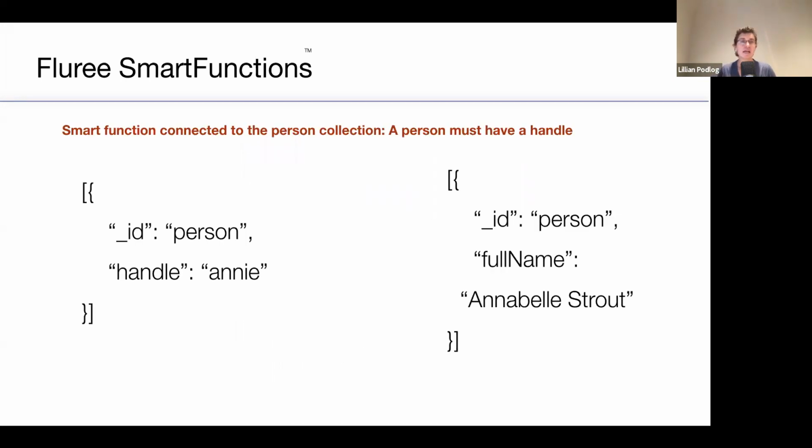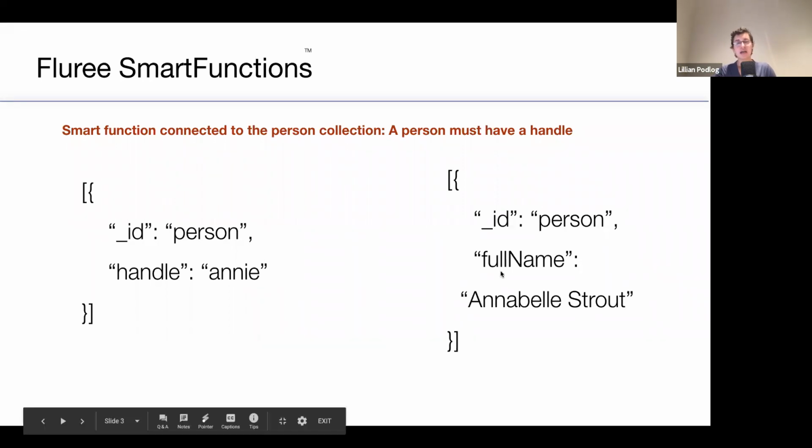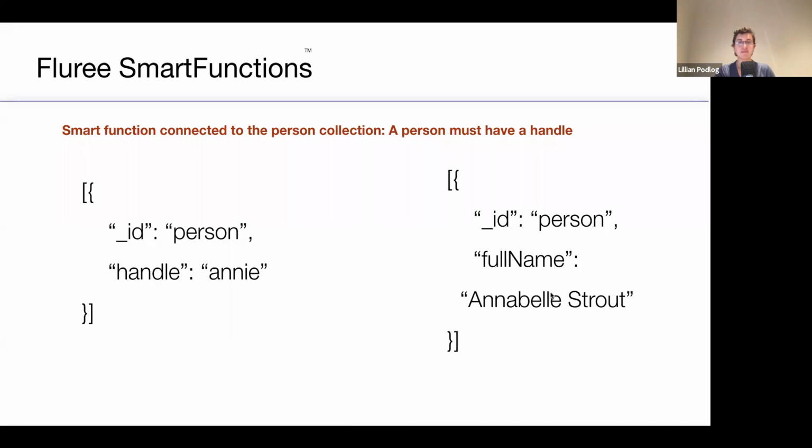So for example, a smart function attached to the person collection can say that a person must have a handle. So anytime we issue a transaction that in any way touches this person collection, whether we're adding a person, updating a person, deleting a person, whatever, the smart function will check whether a person has a handle. So in the case of the transaction that we have on the left, I'm creating a new person, and that person has the handle Annie. And in that case, this transaction will be valid because this new person I'm creating is named Annie. In the case of the transaction on the right, I'm creating a new person, but that person won't have a handle, so that transaction will fail.